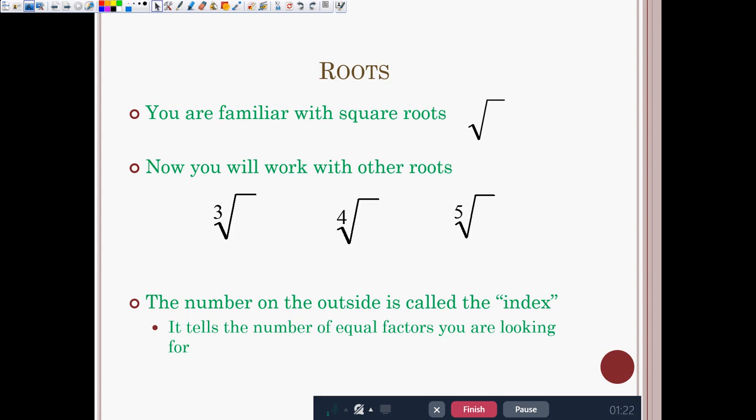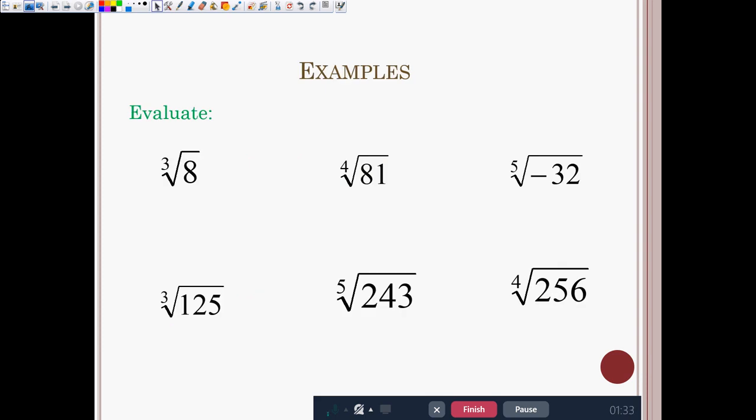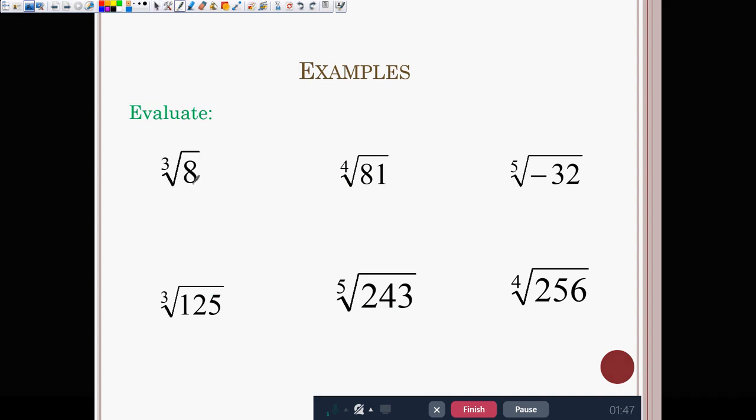I'm looking for 4 equal factors here. I'm looking for 5 equal factors here. So number times itself 5 times, that would equal that number. Okay? So, for the first ones, I'm going to show you guys how to do this without a calculator, but then I'm going to show you guys an easier way of doing them with a calculator. Okay? So, what number times itself 3 times, because we have a 3 on the outside, would give me 8? I just gave you that one. 2. Because 2 times 2 is 4, and 4 times 2 is 8. So this would be 2.